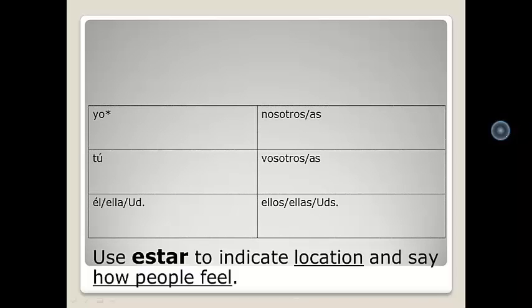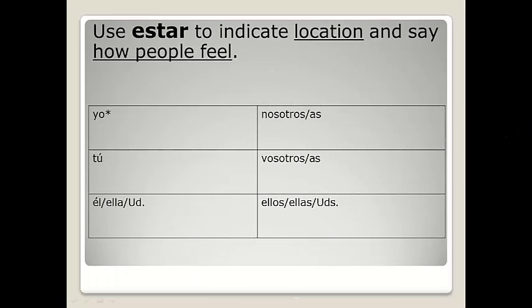Now the verb estar, although it means the same thing, we use it for a couple of different things. So we use estar to indicate location and to say how people feel. Now a little rhyme that I use to help remember when to use estar is: how you feel and where you are, always use the verb estar.